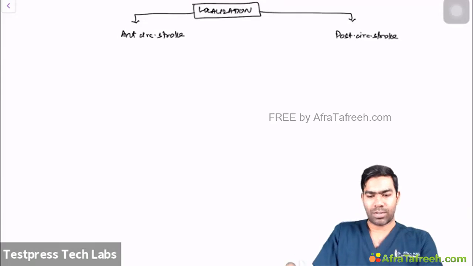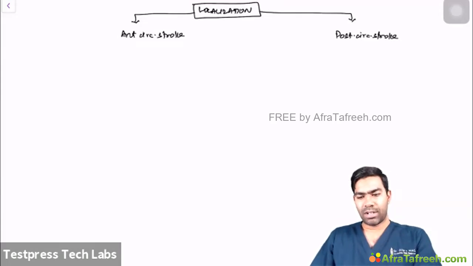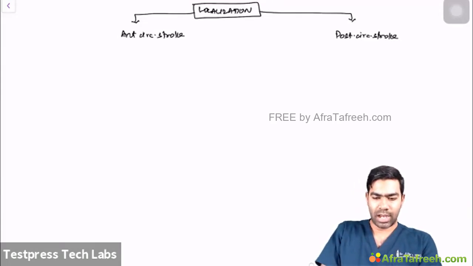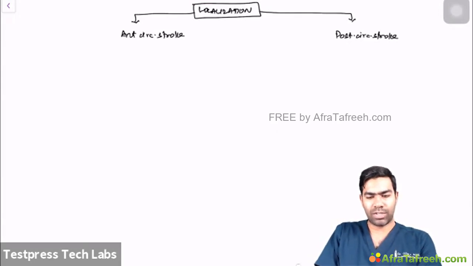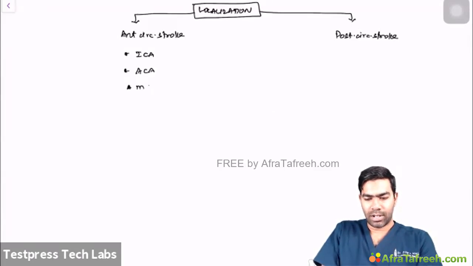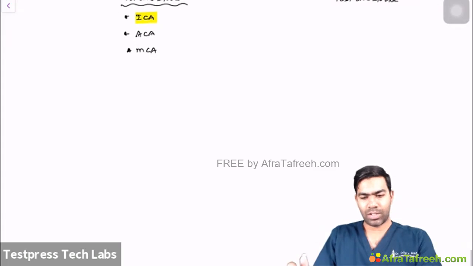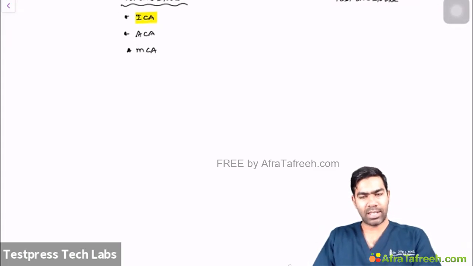If the patient is having an anterior circulation stroke, I know that only one of three arteries must be involved. Either it is the internal carotid artery, which is the mother of two more arteries, the anterior cerebral artery and the middle cerebral artery. So the lesion must be somewhere in the ICA, ACA, or MCA.